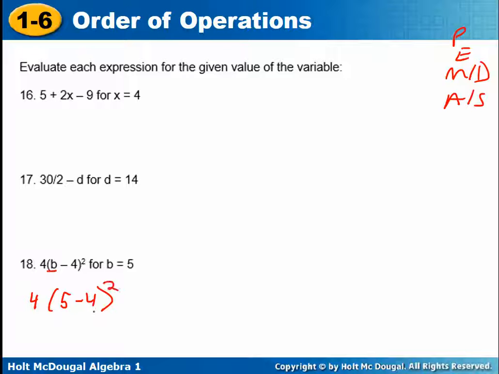Squared. Did I get everything? Yep. And then we'll do the work inside the parentheses. 5 minus 4 is 1. Now we'll square that. 4 times 1 squared is 1, and then we'll multiply.